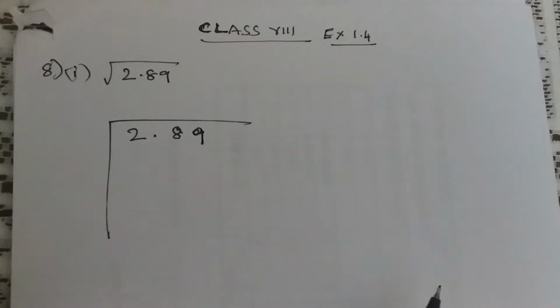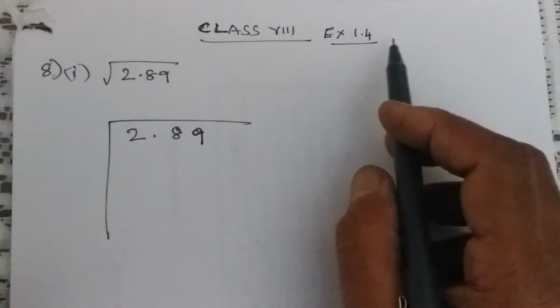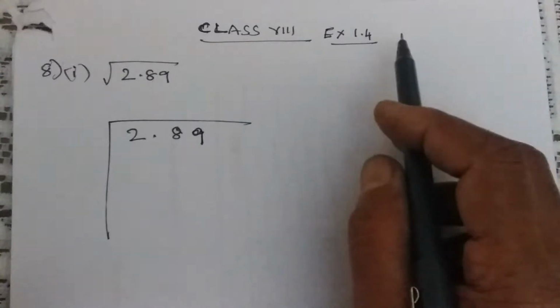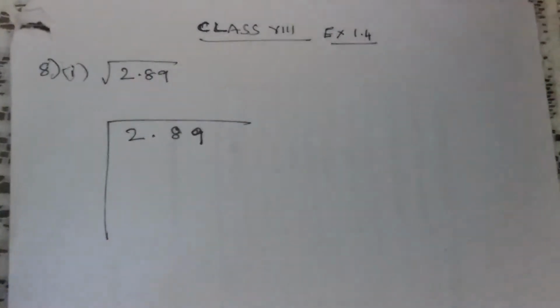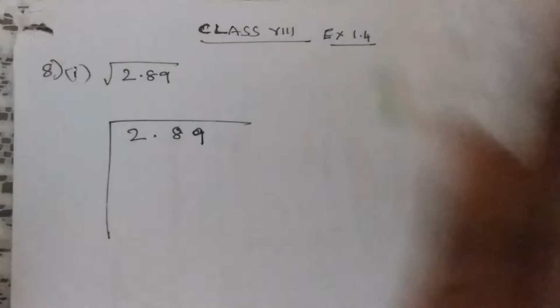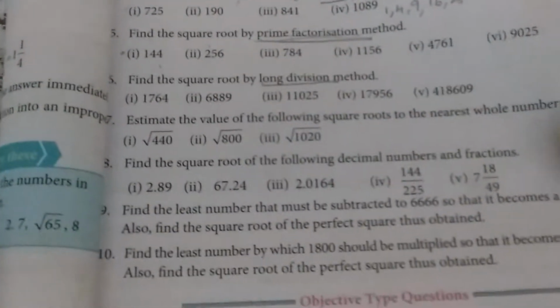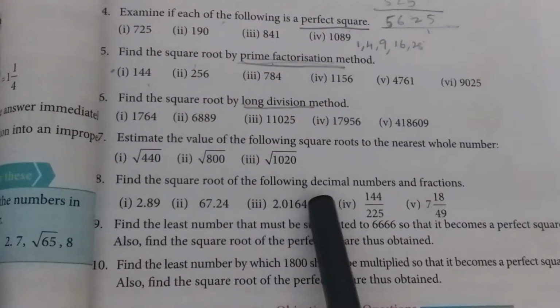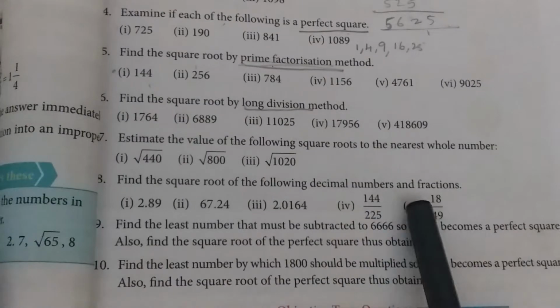In this video, we are going to see class 8, chapter 1, exercise 1.4, that is find squares and square roots, in which we are going to continue with question number 8. So let us read question number 8 first. Find the square root of the following decimal numbers and fractions.